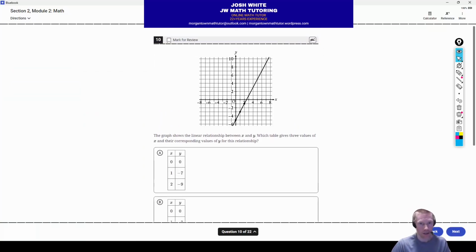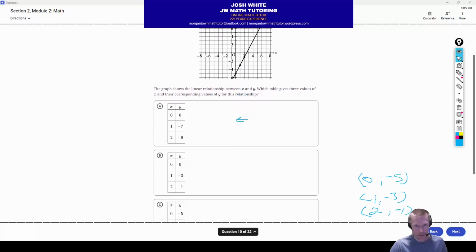All right, number 10, here we have a graph of a line, and they want to know which thing gives the table of values that corresponds to this graph. So notice we have a couple points here. Okay, we've got 0, -5 right here, y-intercept. So we got 0, -5. We've got 1, -3. And it looks like we've got 2, -1.